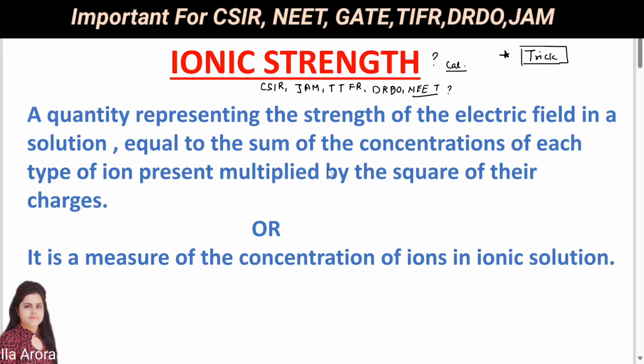So the theoretical part, the definition is saying: a quantity representing the strength of electric field in a solution, equal to the sum of concentrations of each type of ion present multiplied by the square of their charges. So these two things are very important for this. One is concentration and second is charge. So we have to focus on these two things, concentration and charge. In short, you can define it as a measure of the concentration of ions in the ionic solution.